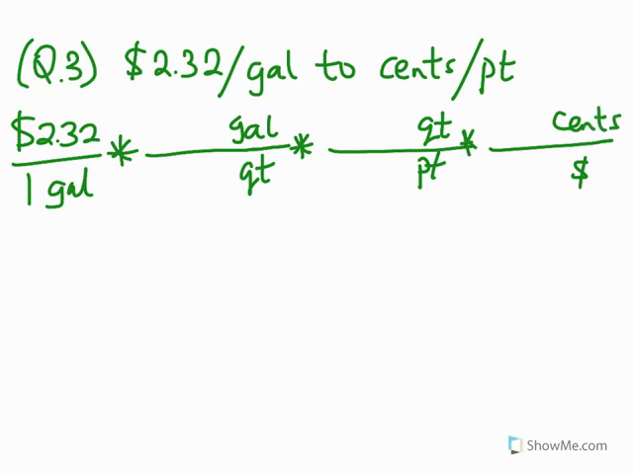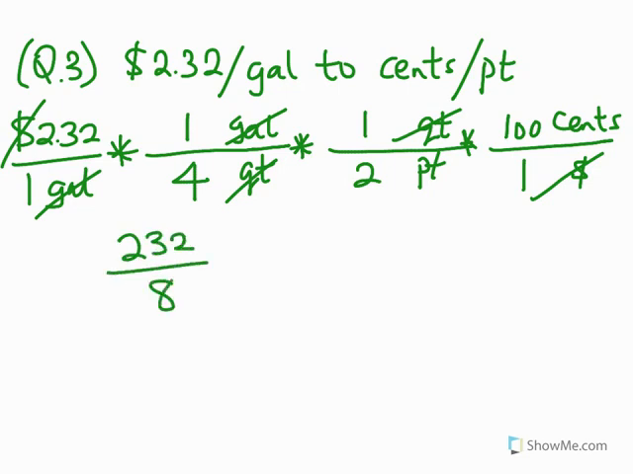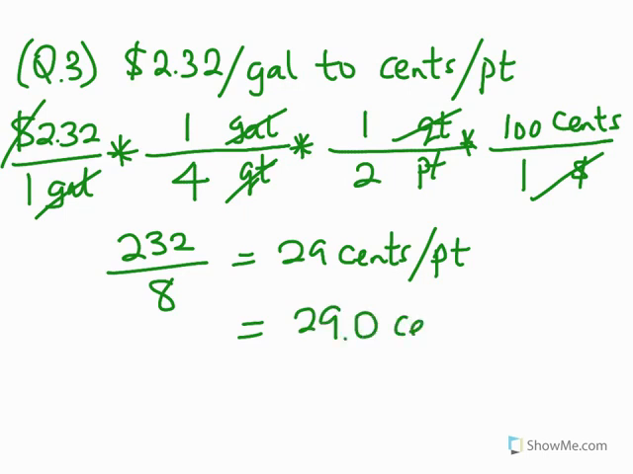Okay, we see that 1 gallon is 4 quarts. 1 quart is 2 pints, and 100 cents is $1. Gallon will cross out gallon, quart will cross out quart, and then dollar will cross out dollar. So we have 2.32 times 100, which is 232, divided by 4 times 2, 8. So we have 29 cents per pint. But they say we should round to the same significant figure. The 2.32 is 3 significant figures. So this will just be 29.0 cents per pint. And this becomes our answer.